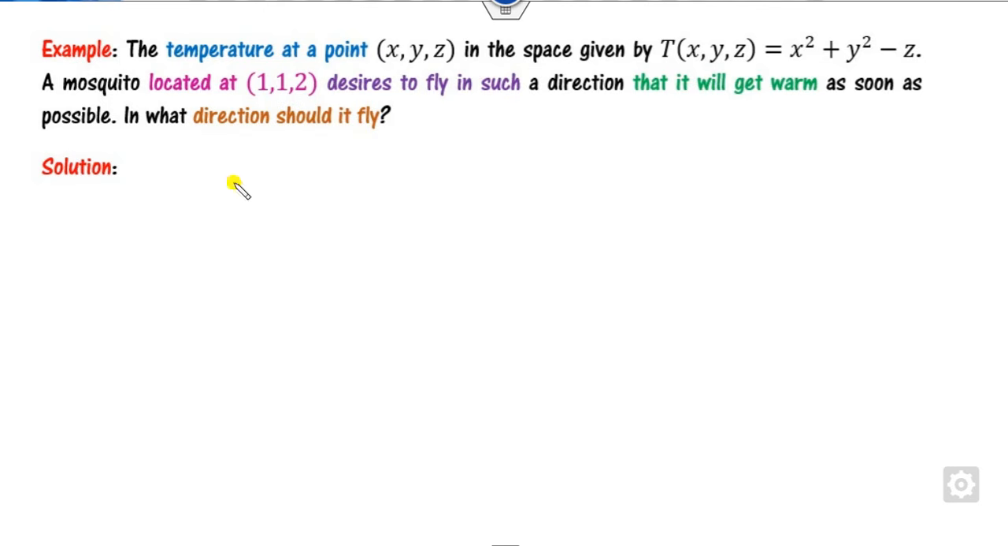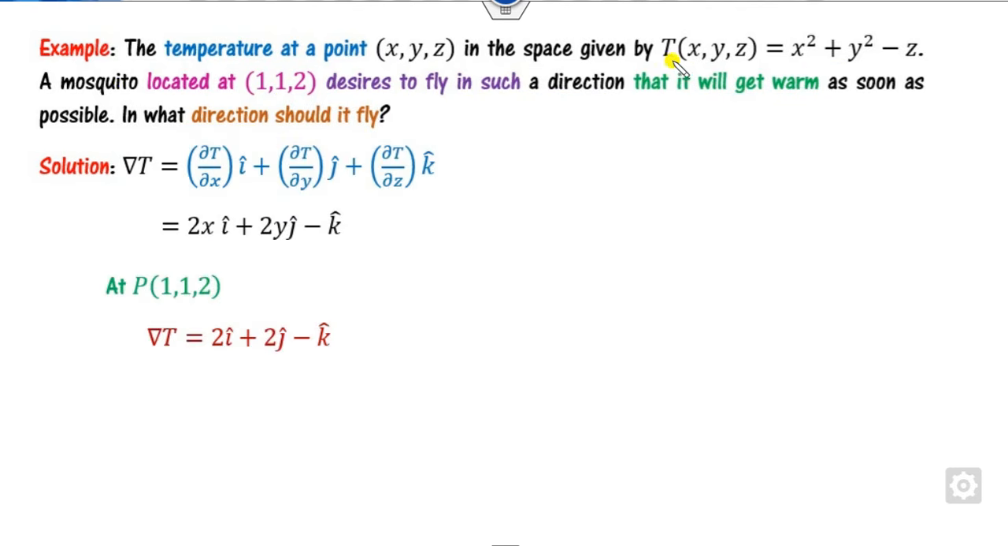Now this is the temperature. The temperature in 3 dimensions is given to be here. A mosquito located at the point 1, 1, 2 desires to fly in such a direction that it will get warm as soon as possible. In what direction should it fly? That's again part of the directional derivative, because they are talking about the direction. So instead of f, they have given T, temperature.